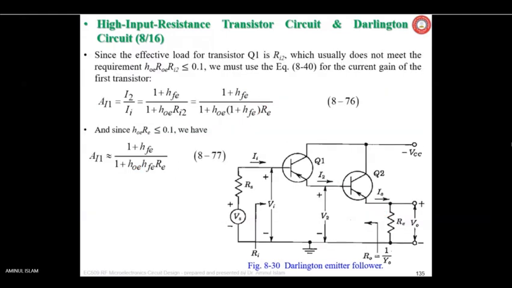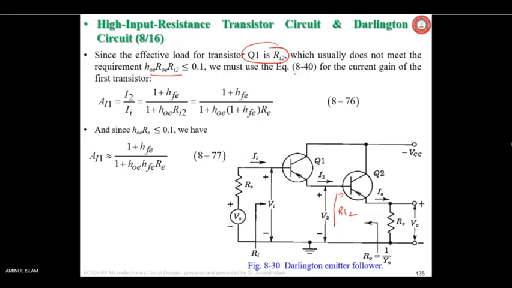So the effective load for transistor Q1 is the RI2, as I was showing here as the input resistance RI2. This resistance we just now got is the load resistance of Q1. Load for transistor Q1 is this one, which usually does not meet this requirement. The author is also agreeing that it is not meeting.